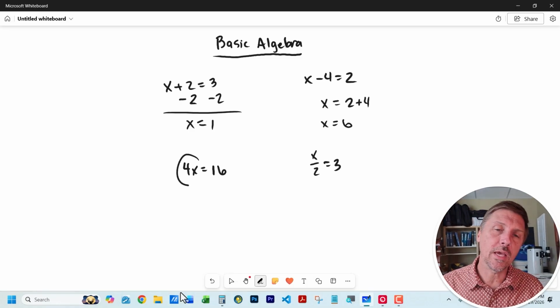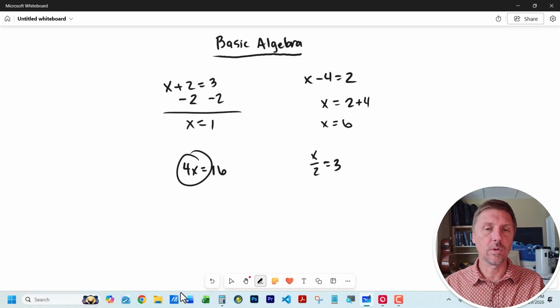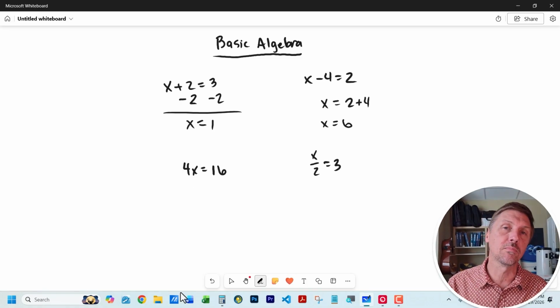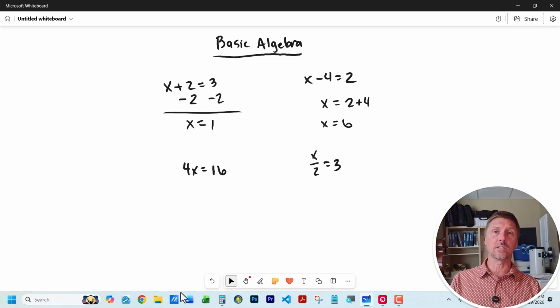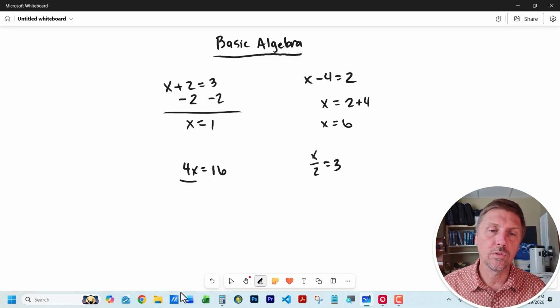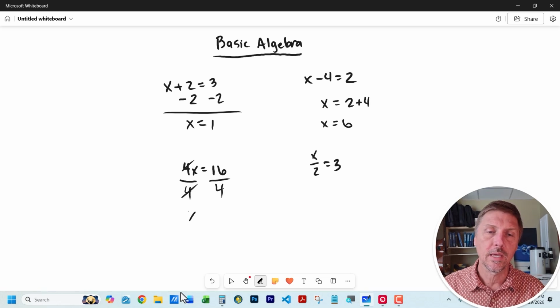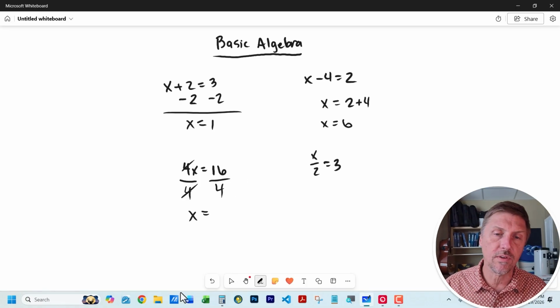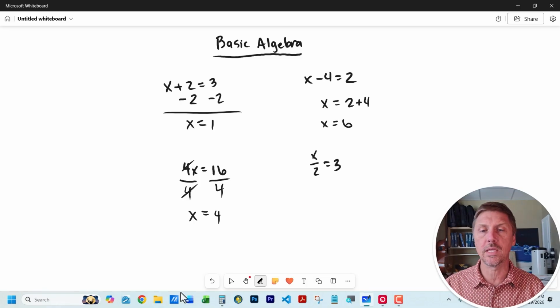But here we don't have a number added or subtracted from the x. We have a number that's multiplied by it. And so what undoes multiplication? Division does, right? So here we want to divide out this 4 that's next to the x if we're solving for the x. And when we do that, these 4's will cancel out, and we're left with x equals, what is 16 divided by 4? Remember, fractions are just division, so 16 divided by 4 is 4, so that would be the answer for that problem if we solve for x.